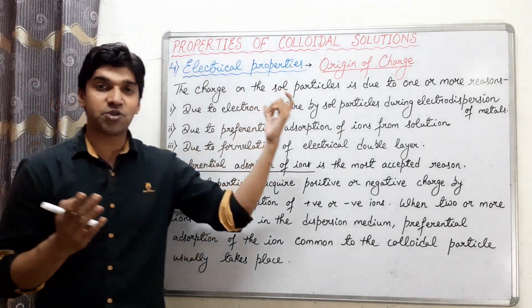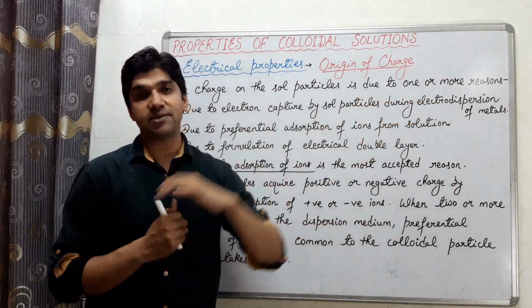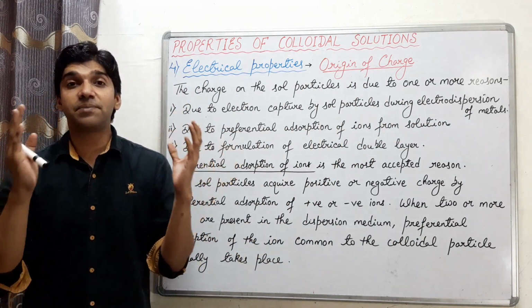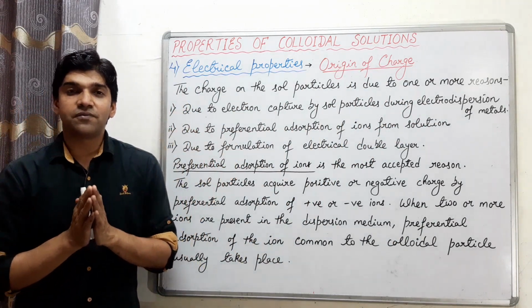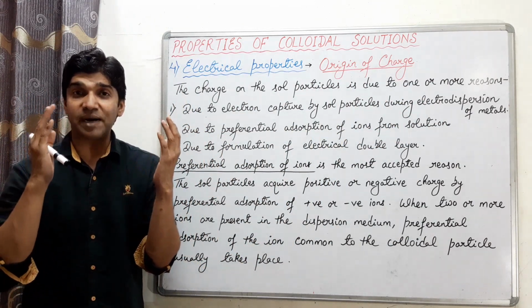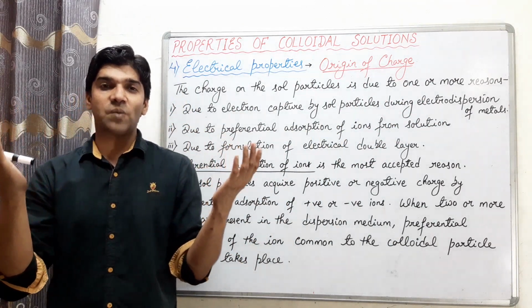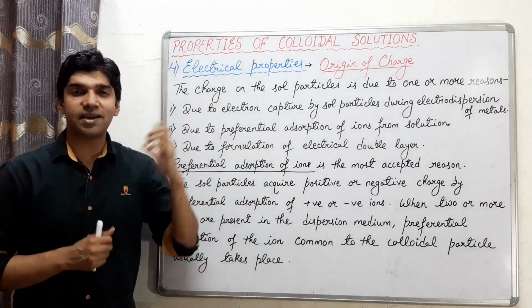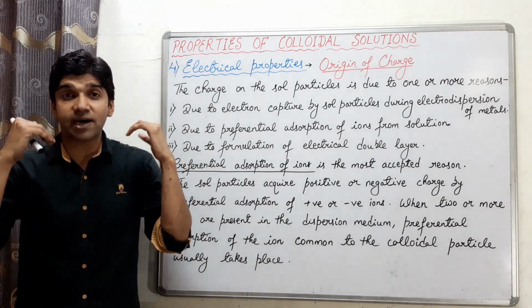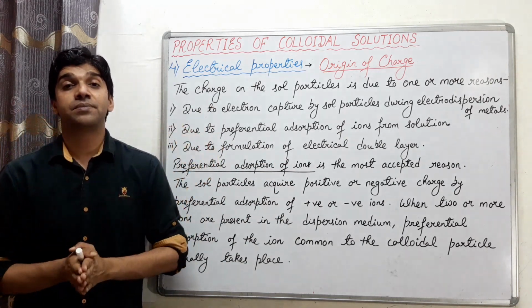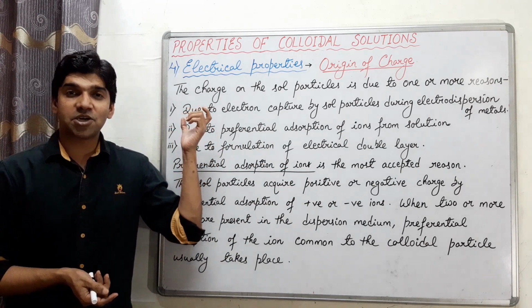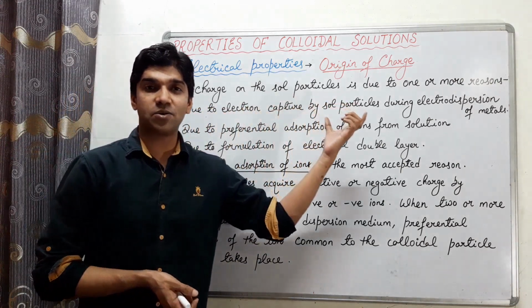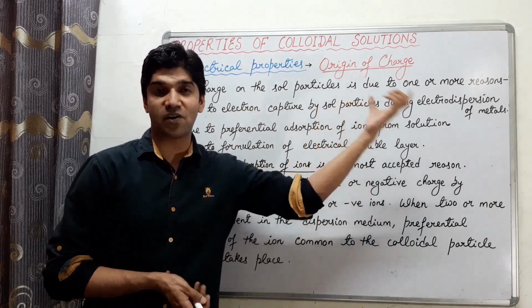When does this happen? During electrodispersion of metals. We have discussed the electrical dispersion method or the Bredig arc method for the formation of metal sols such as gold, silver, copper or platinum sols. In that case, the sol particles capture electrons and that's how charge appears on them. So we have electron capture by the sol particles during the electrodispersion of metals.